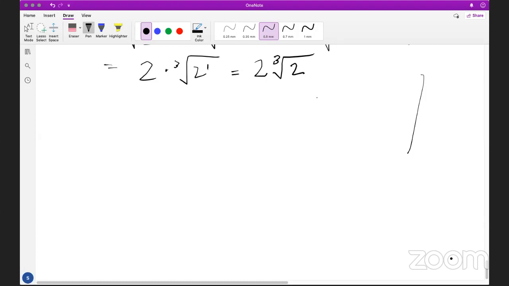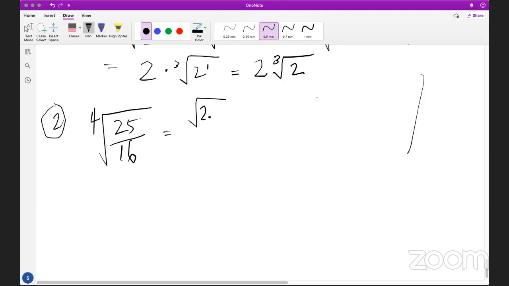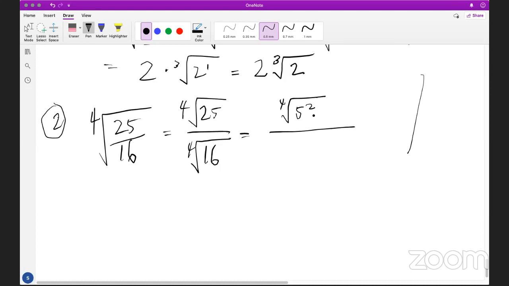How about if we have this example? Fourth root of 25 over 16. By the quotient rule, we can write this this way, right? Power of a quotient rule. The one on top, what is its prime factorization? Just 5 squared, right? So, we know we can no longer simplify the one on top. How about the one on the bottom?